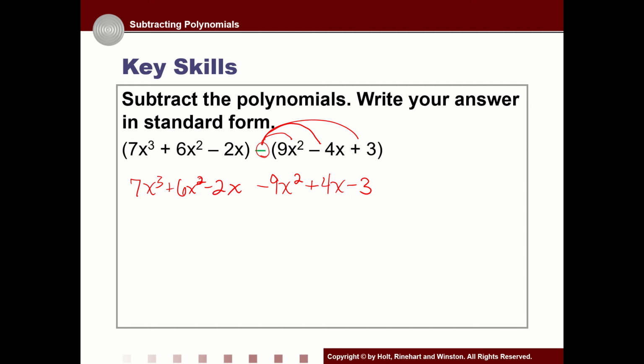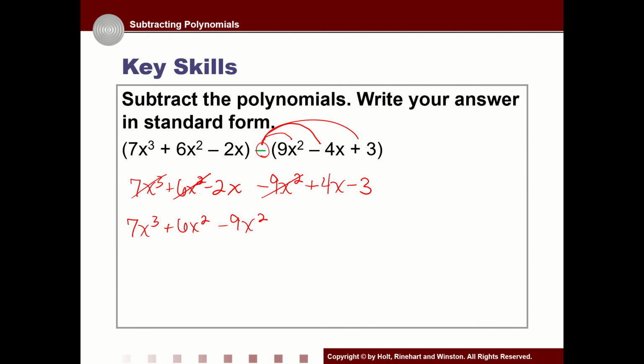So now that I have no parentheses, I can start looking to combine my like terms. So this problem I'm going to do with the method where we rewrite and put all of our like terms next to each other to combine them. So I have 7x to the third. I have no other x to the third terms, so I go to the next one. 6x squared, I will write that. Then I look for another x squared, there's one, -9x squared, minus 9x squared.